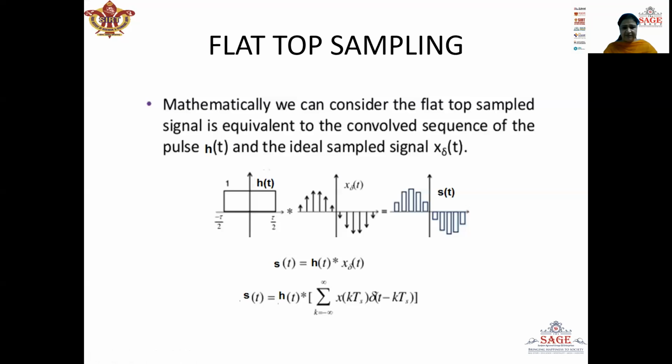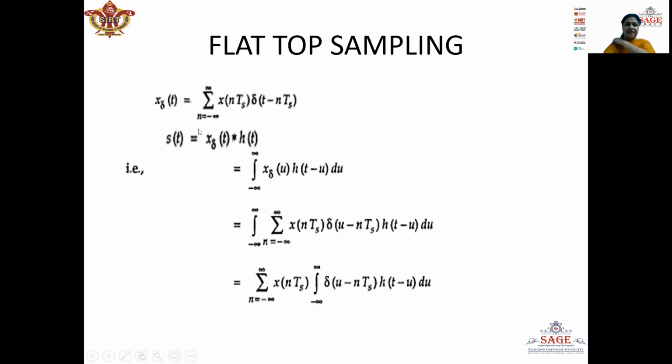Now, x_delta(t), which I have already shown, is x(kTs) delta(t minus kTs), where k is any integer. We can represent this integer by k or n. So here we have seen that x_delta(t) is given as summation x(nTs) delta(t minus nTs). Now, x_delta(t) in convolution with h(t), according to the convolution formula, is given as integral from minus infinity to infinity x_delta(u) h(t minus u) du.